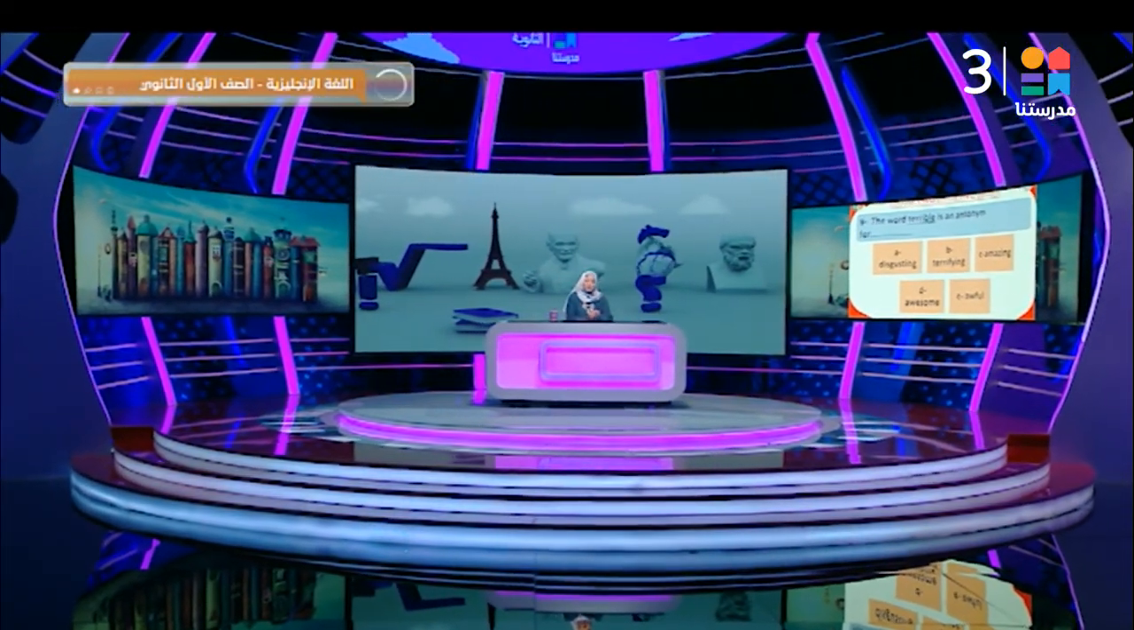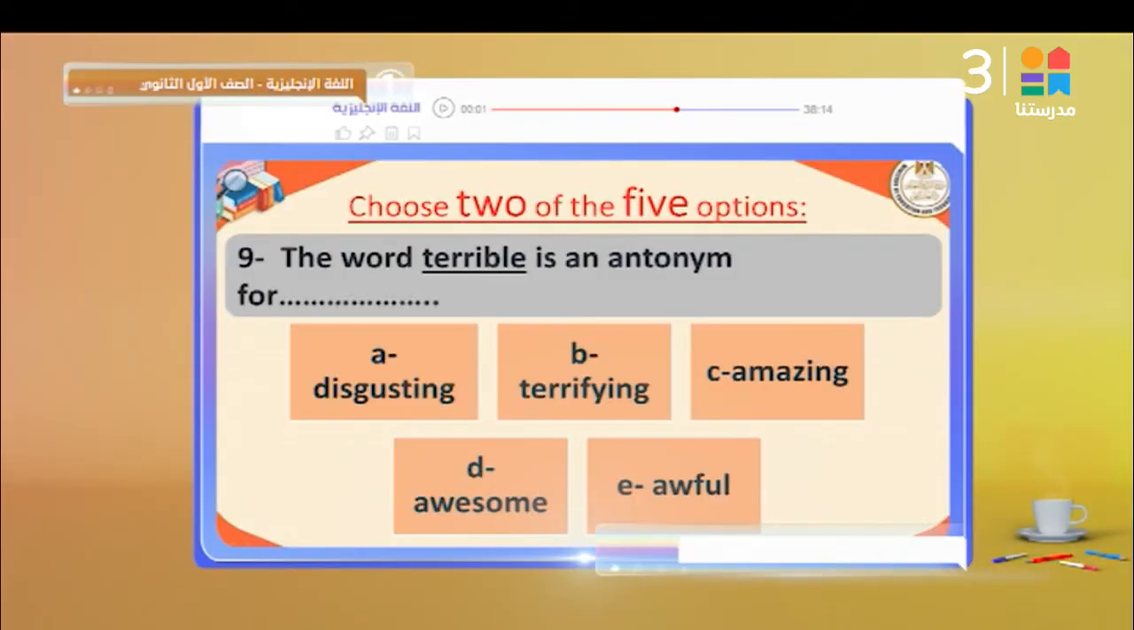Question number 9, the word terrible is an antonym for. The word terrible, let's take note, terrible is different from terrific. Terrible means very bad, but terrific means amazing, wonderful. So the word terrible, and here he wants the antonym, the opposite. What is the opposite of terrible? We said terrible means very bad. So what is the opposite? Disgusting, terrifying, amazing, awesome, awful.